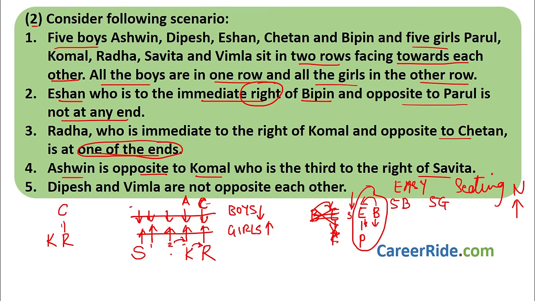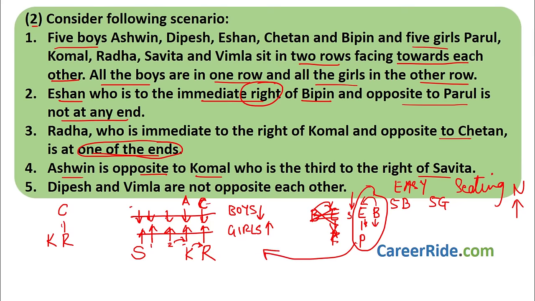Right? So now what do we have? Dipesh and Vimla are not opposite to each other, right? Now we do not know where Dipesh is and where Vimla is, but we already have this relation. How to fit this relation over here?